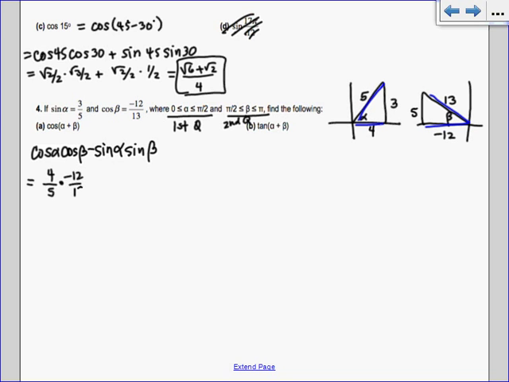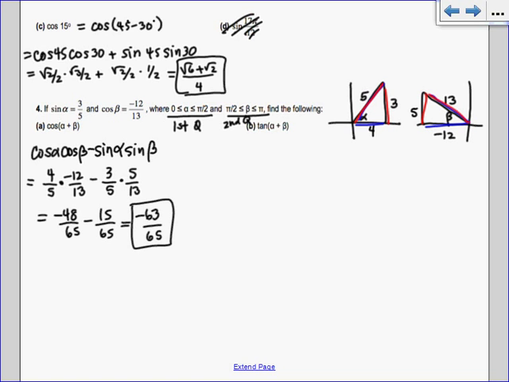So negative 12 over 13. Then I'm going to have minus sine of alpha. Well, that's going to be opposite over hypotenuse, so I'm going to have 3 over 5. And then sine of beta is going to be opposite over hypotenuse, 5 over 13. So when you multiply this all out, you have negative 48 over 65 minus 15 over 65. So you get negative 63 over 65.